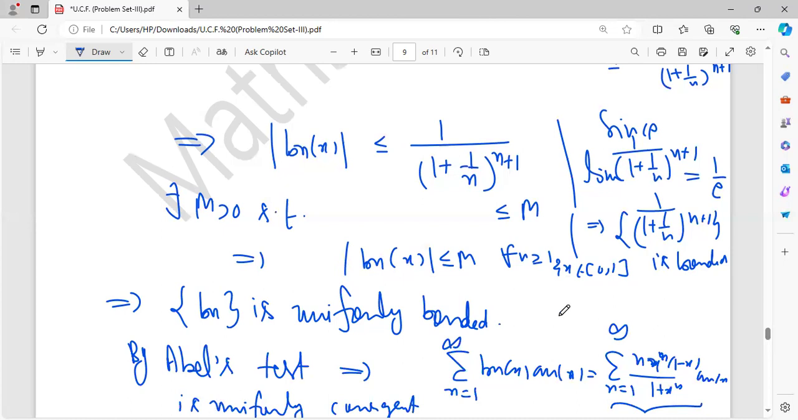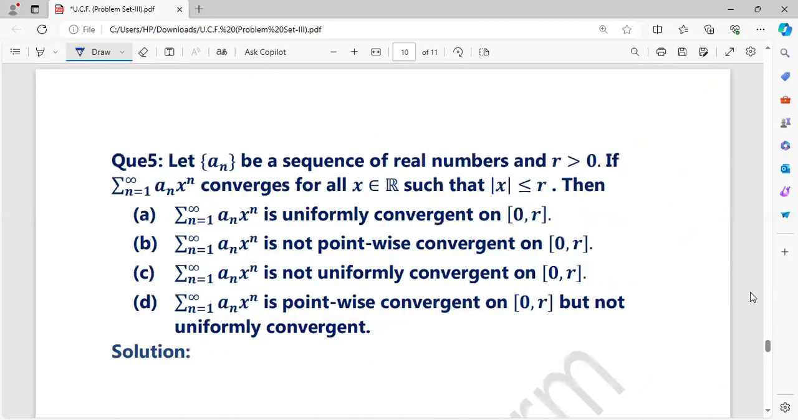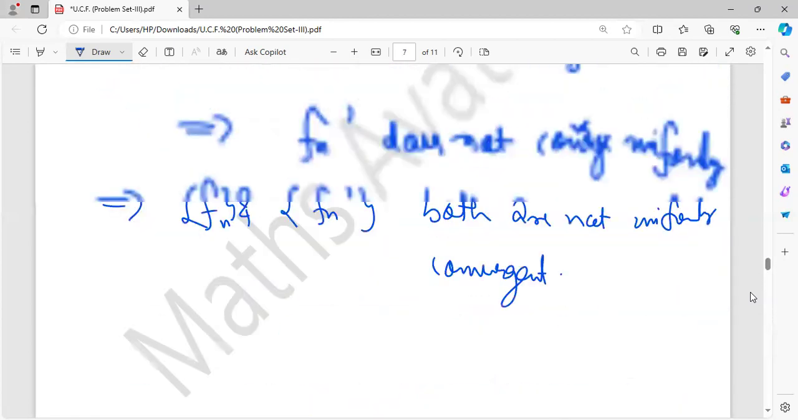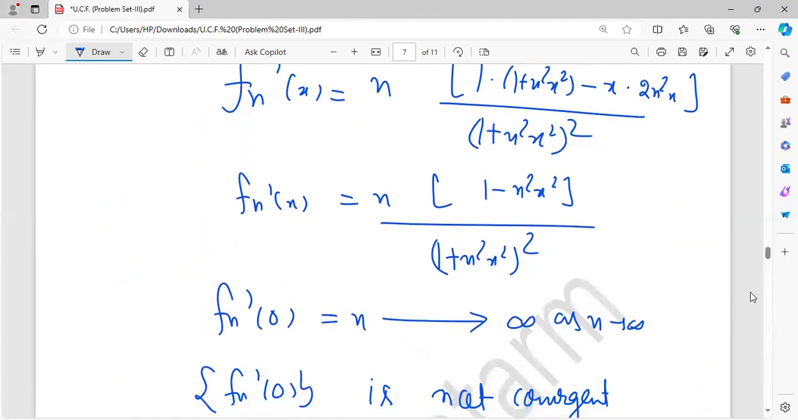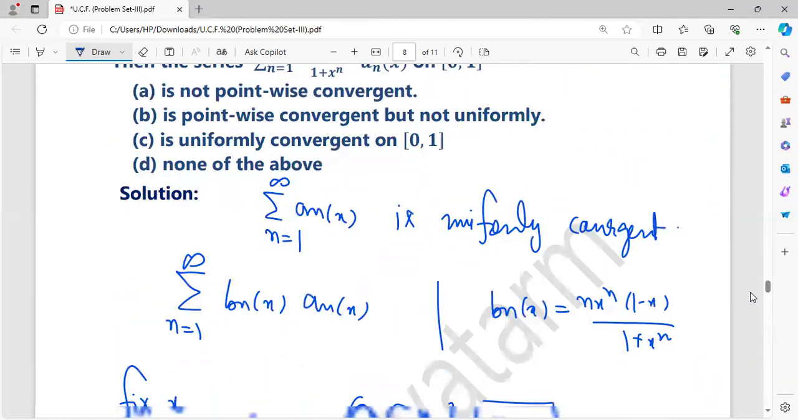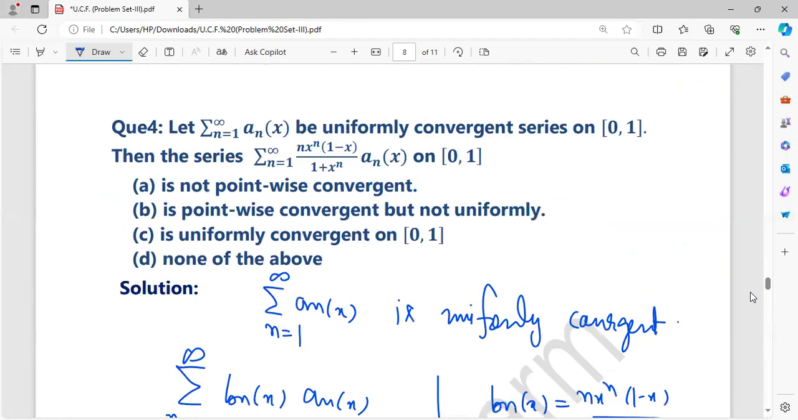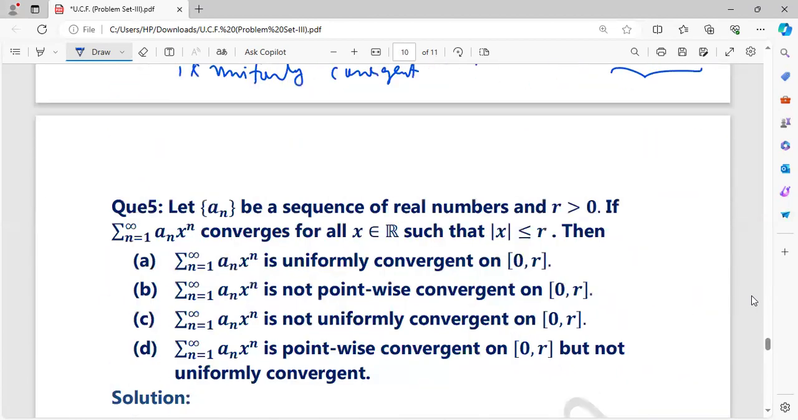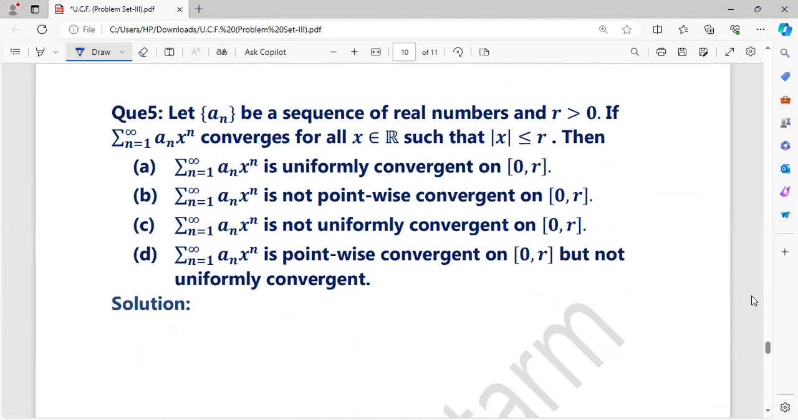So which option is correct? Is it pointwise convergent but not uniformly? This is not correct. Uniformly convergent? Yes, it is correct. So option number C is correct. Now question number 5. Last question we are moving. Okay.